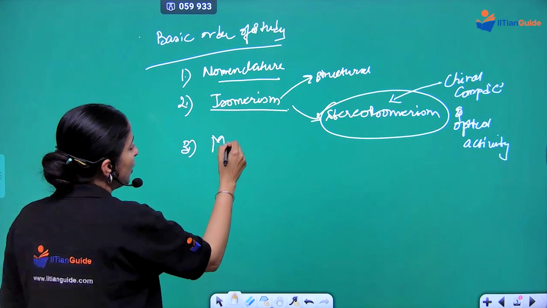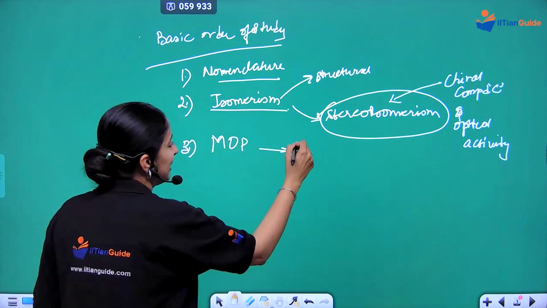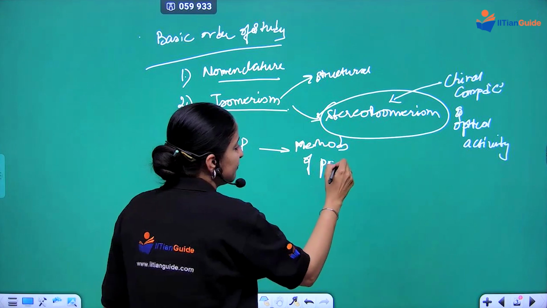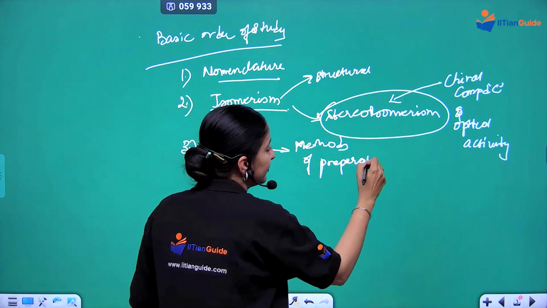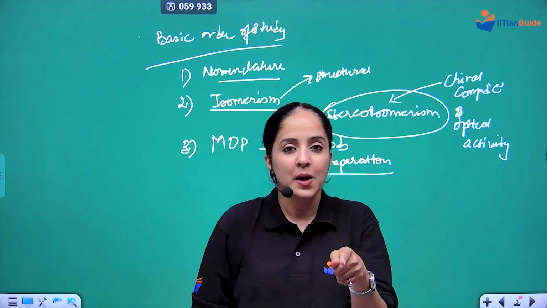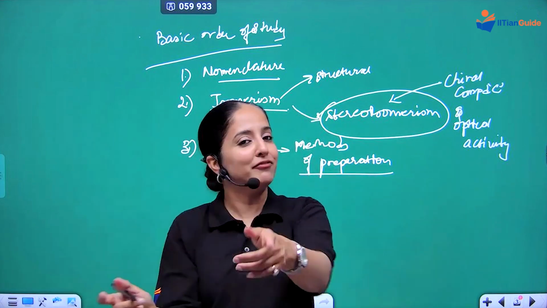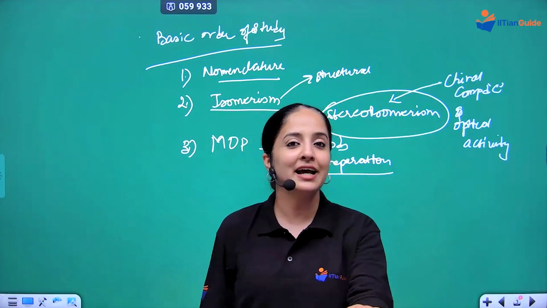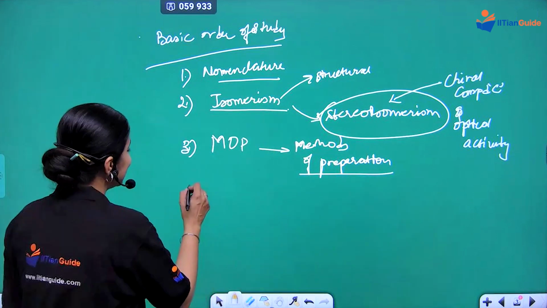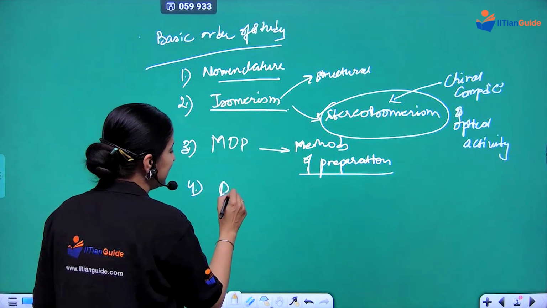Then you have MOP. What is MOP? Methods of preparation. You need to know how one method of preparation becomes the chemical property of the other functional group. So isn't that one step easier? Haven't I made it easy for you? Let us go to the fourth one, properties.